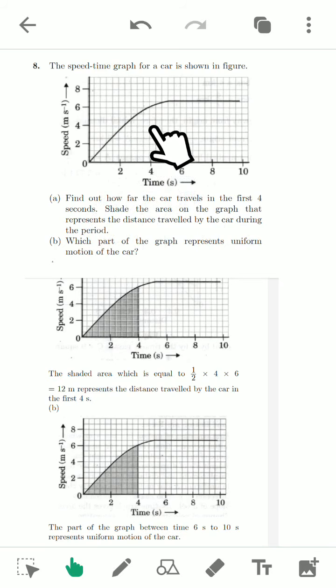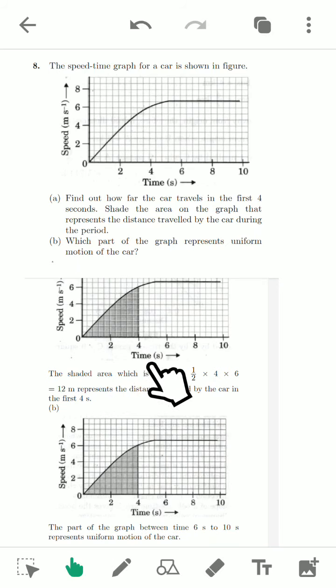When we consider the first 4 seconds, it is the same as a right triangle. That means with 4 seconds and this speed, the area under this portion is the distance covered, that is half into 4 into 6. So you got the first part of the question.